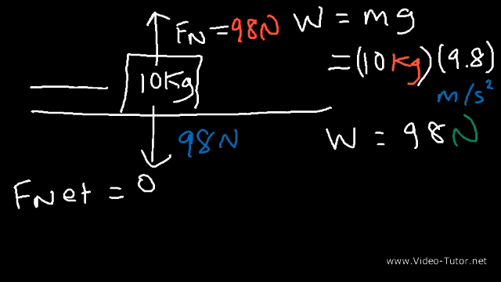Unless we apply an unbalanced force, then the block may begin to move. We may have to overcome static friction, but if we apply enough force, then it can move. So an object at rest will remain at rest unless acted on by a net force. So that's the first part of Newton's first law of motion. Now what about the second part of it? It states that an object in motion will continue in motion unless acted on by a net force. It's basically a statement of the law of inertia.